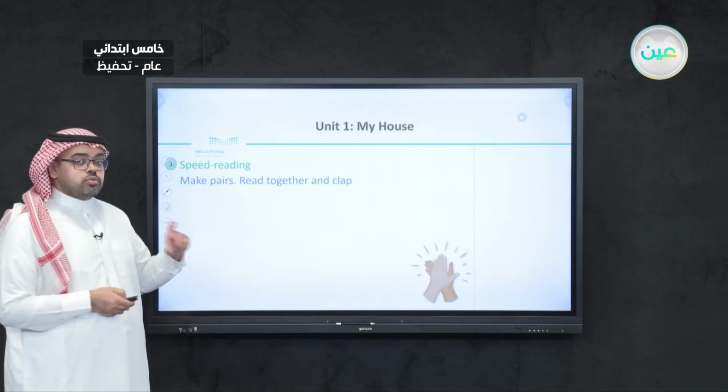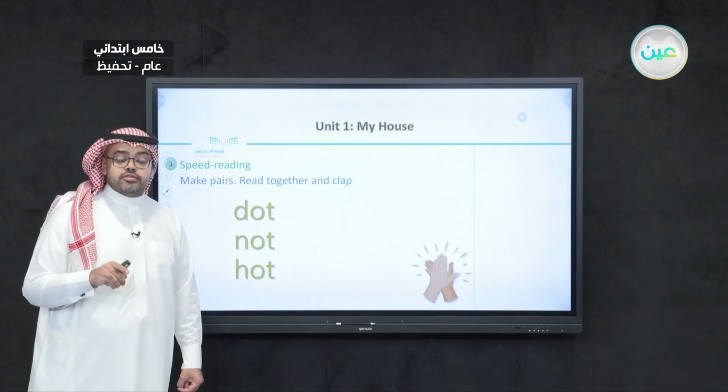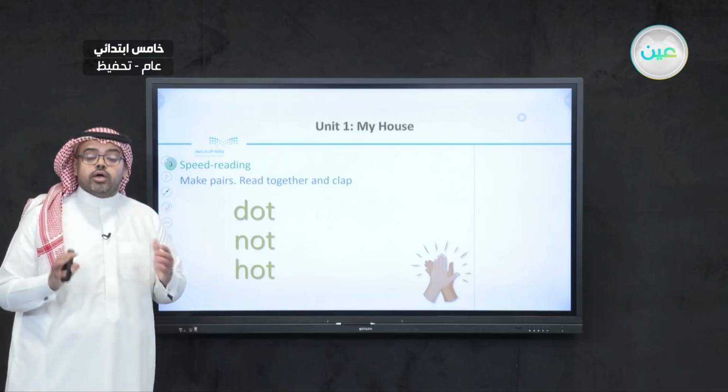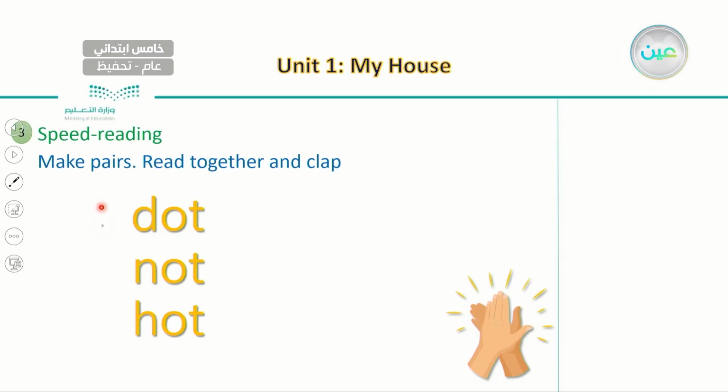So the first group of words is dot, not, and hot. Say with me: dot, not, hot. Now, let's try to speed read them, but this time I would like you to clap while you're speed reading. If we want to speed read, we would say dot, not, hot. Dot, not, hot. This is how we speed read them.